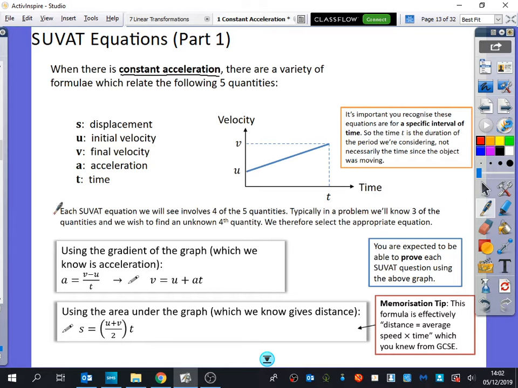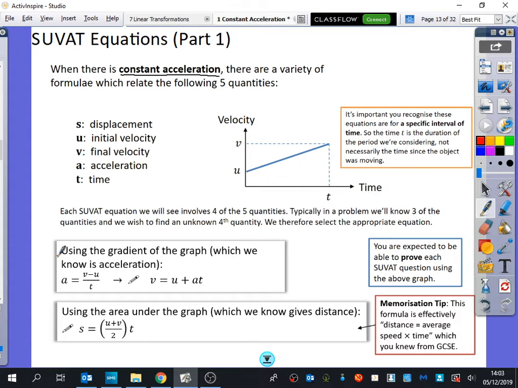And it says underneath, each SUVAT equation that we will see involves 4 of the 5 quantities. Typically in a problem, we'll know 3 of the values, the quantities, and we wish to find an unknown 4th quantity. We therefore select the appropriate equation. So there are 5 things, there are 5 equations, and each equation uses 4 of them. So each equation excludes one of those things that is there.